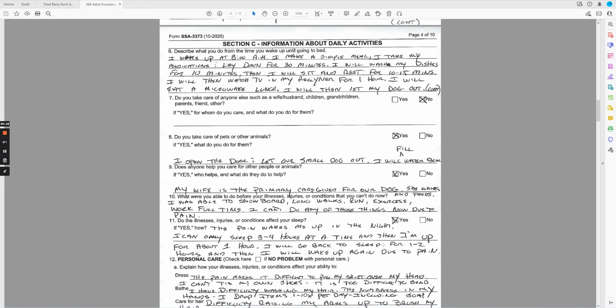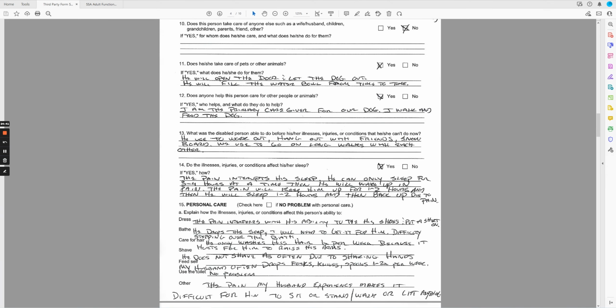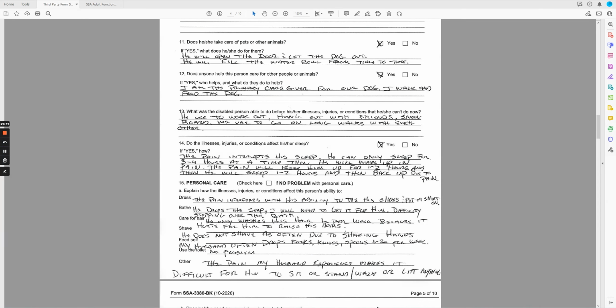Yes, this is what the client said. So this is why it's so important to have the adult function report in front of you, because as you can see, the questions are exactly the same. And so here, the pain wakes me up in the night. I can only sleep 3 to 4 hours at a time, and then I'm up for about 1 hour. I'll go back to sleep for 1 to 2 hours, and then I'll wake up again due to pain. And so I believe the way the wife is answering this is very consistent and adds on to the way the husband in this case answered it.